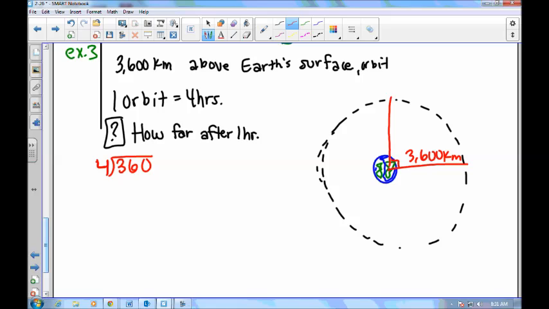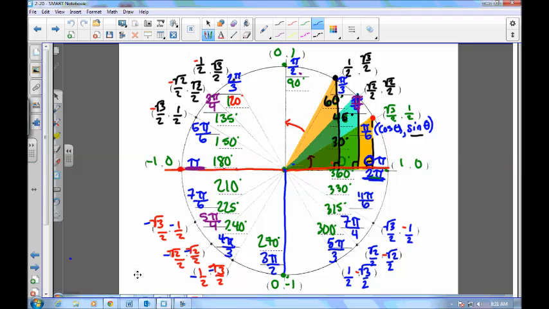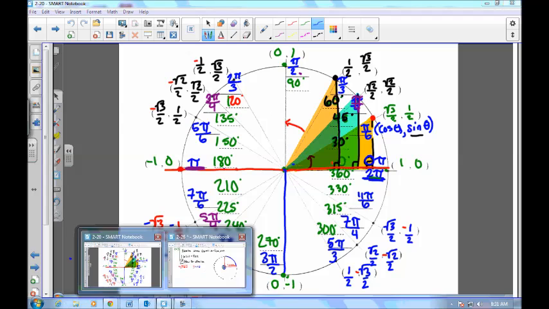Okay, so using our formula, we can find the arc length, which is the distance that the satellite has traveled. S equals radius times theta. However, theta has to be in radians. Look at your unit circle, 90 degrees. Raise your hand. Don't shout it out, please. Raise your hand when you know 90 degrees in radians. Thanks for raising hands. Okay, Noah? Pi over 2, exactly. Thank you.